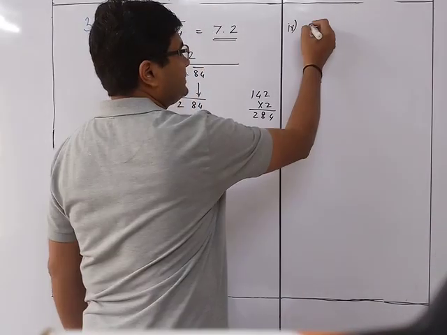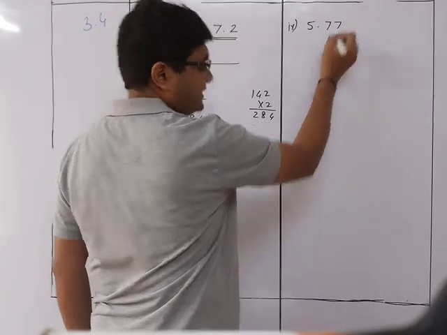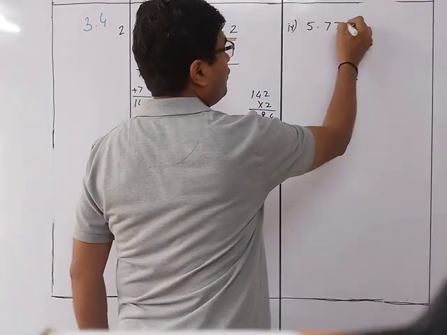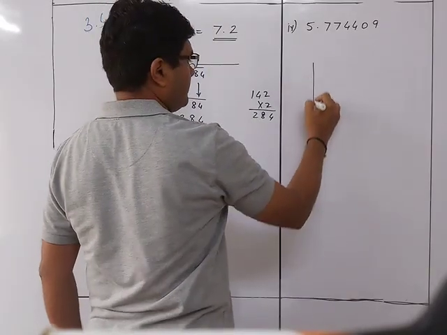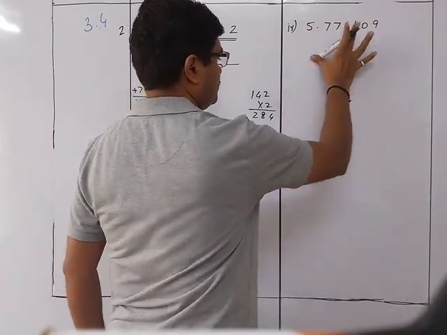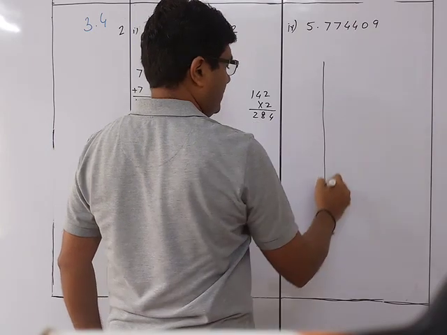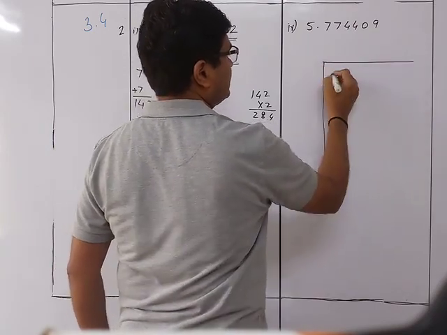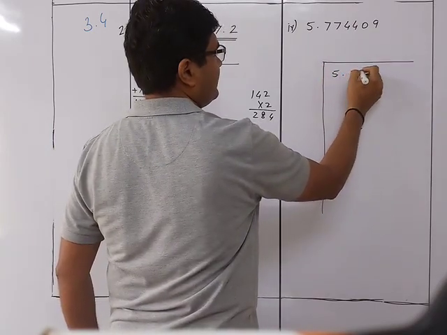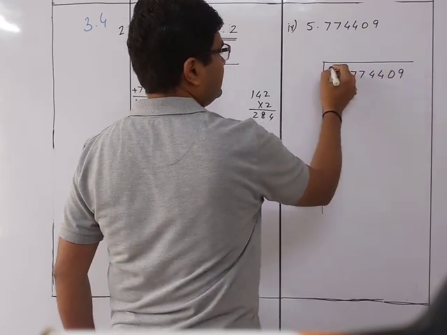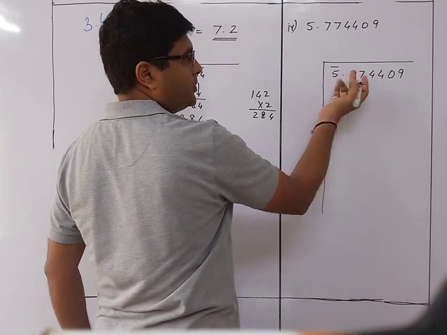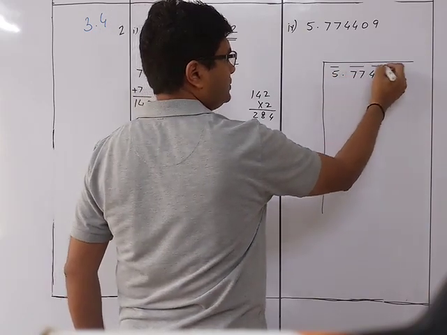So the number is 5.774409. So let's take the number properly. Okay, I'll need some more space. So I'll put it here. Okay, and here it is 5.774409. This is single because before the decimal point there is only 1. This 2, and this 2.